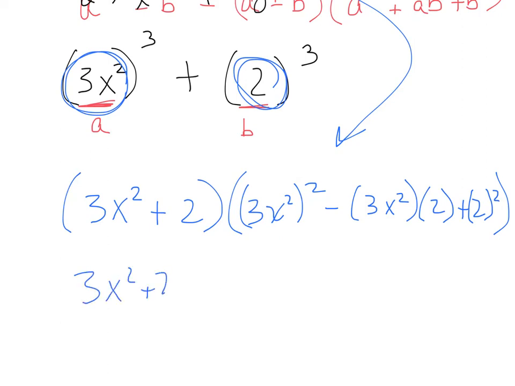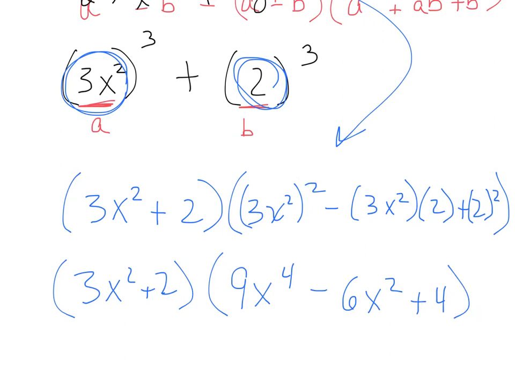3x squared plus 2. What's 3x squared quantity squared going to give me? What does this simplify to? 9x to the 4th. Now this is just going to be minus 6x squared plus 4. So that is the factored form of that original we started with, which was 27x to the 6th plus 8. Factors into this. Just a technique to practice for when you're going to use it later on.